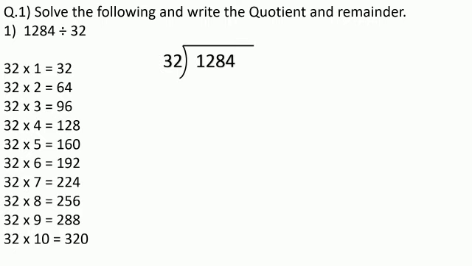32 fours are 128. So we will divide that. You have to write 4 up because 32 fours are 128. So you have written that 128. Now students, you have to subtract both the numbers. So 128 minus 128, you will get the answer as 000.